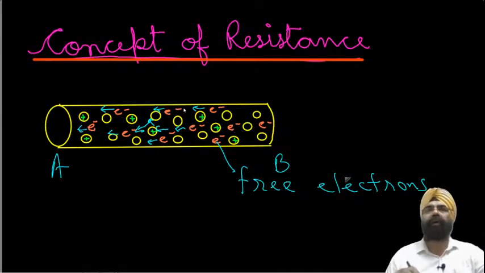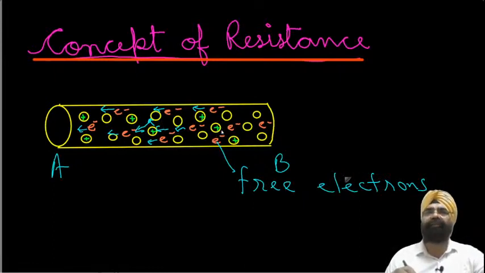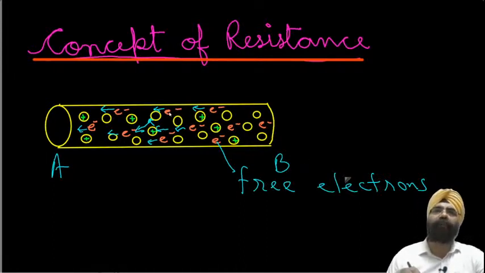So if a material has more of these ions, if the material has more of these electrons, the collisions will be more, which means the passage of the current will be more difficult. So what does this depend on? This depends upon the material and its make.